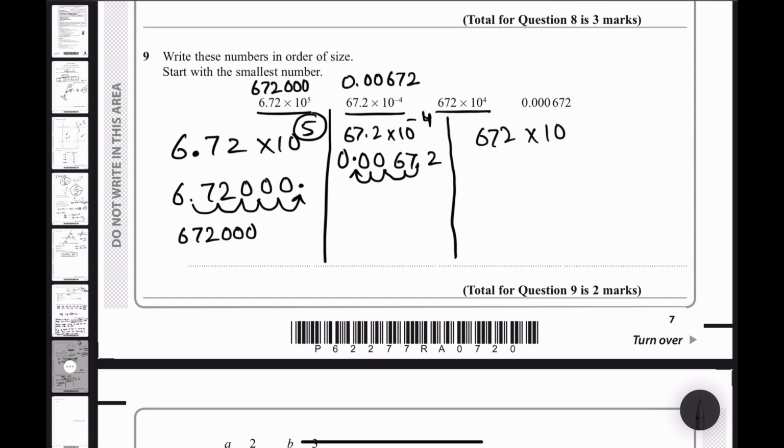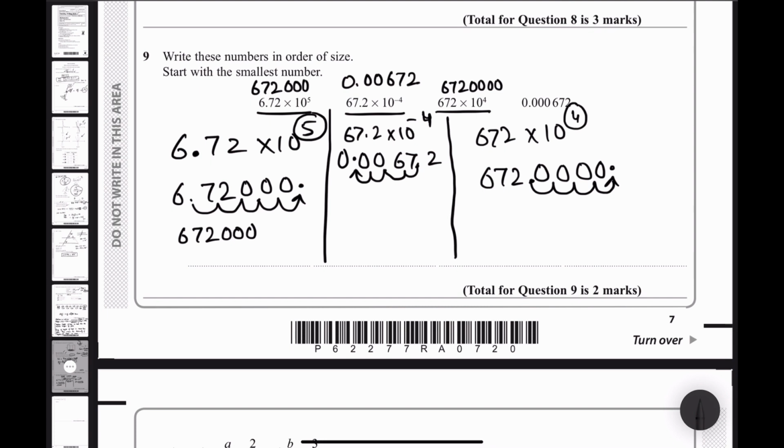Now let's do the next one. 672 times 10 to the power of 4. Over here our exponent is positive. We'll move our decimal 4 places to the right, but there's no decimal over here. When there's no decimal, by default the decimal is right at the end. So we have to move it 4 places to the right. 1, 2, 3, 4. It will stop here. I will fill the gaps with zeros. So it will become 6,720,000. Now we can easily compare all of them.